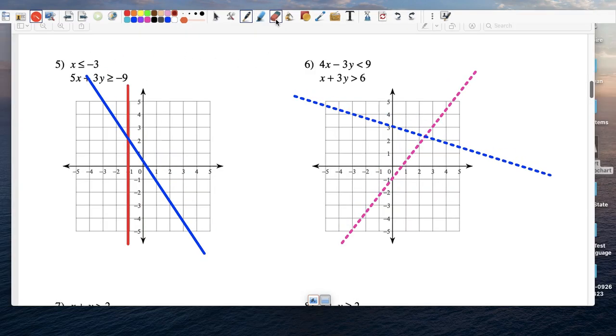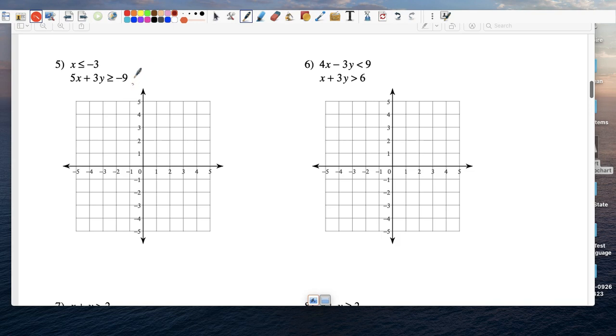So I gotta erase a few things here. Clear objects. Okay, so let's do the first one: x less or equal to -3, so let's graph that. So we're gonna go to -3 on the x-axis, and this is a, let me write this.